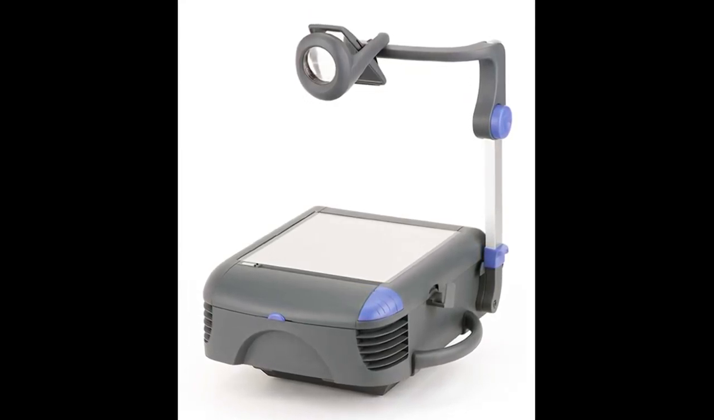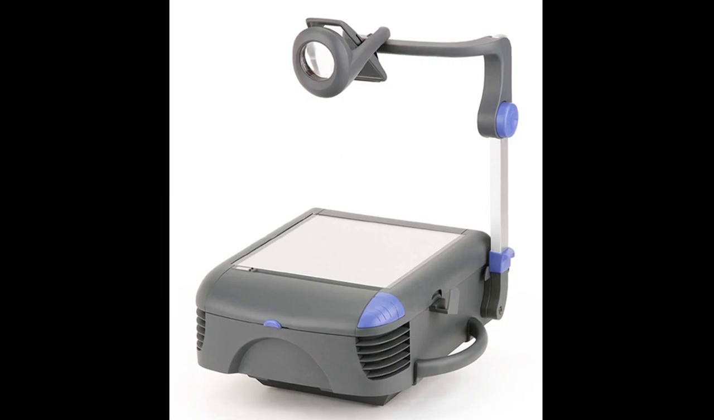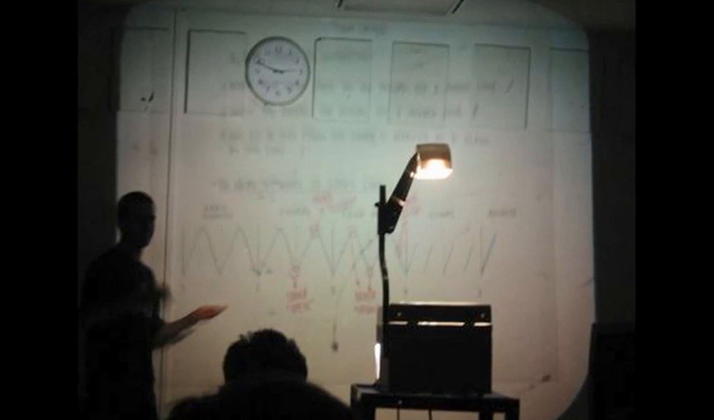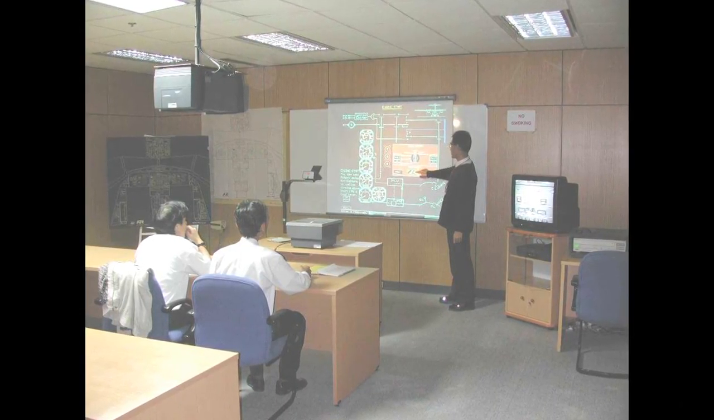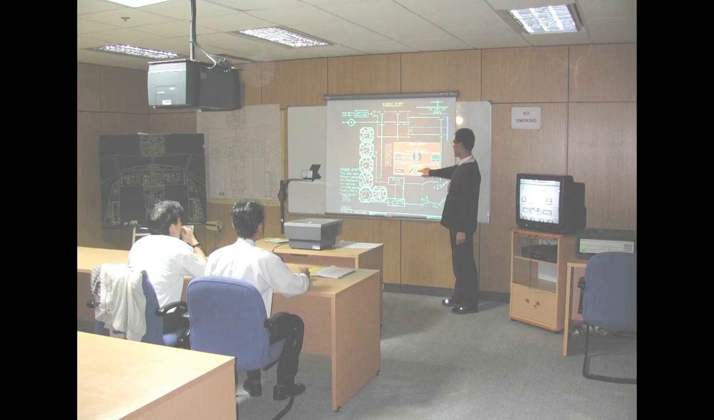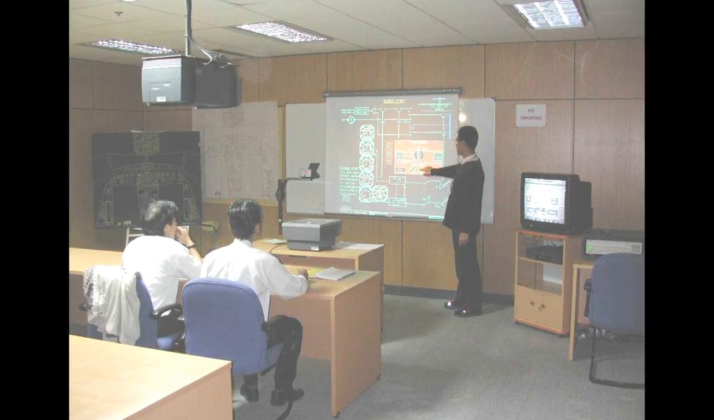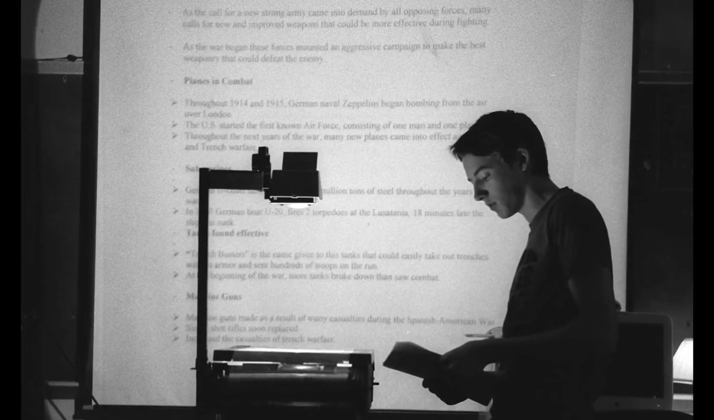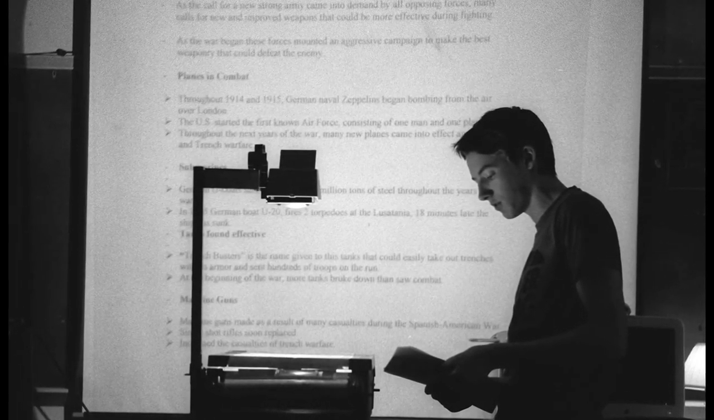Next is the overhead projector. It is a very basic but reliable form of projector. It displays images onto a screen or wall. This saves time since the transparency can be pre-printed and used repetitively rather than having materials written manually before each class.